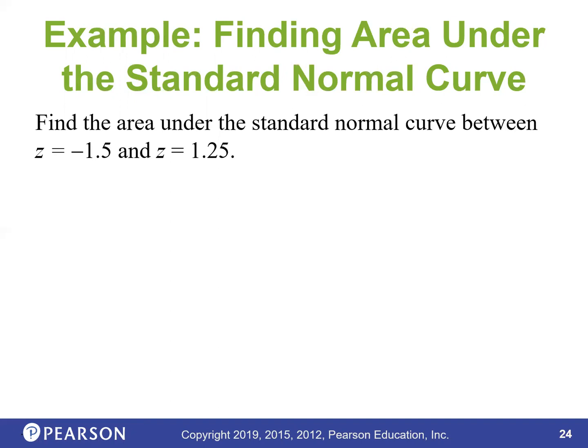Okay, so your lower bound is going to be negative 1.5. Your upper bound is going to be a 1.25. Okay, I got one person with the answer already here, so let me show the answer.